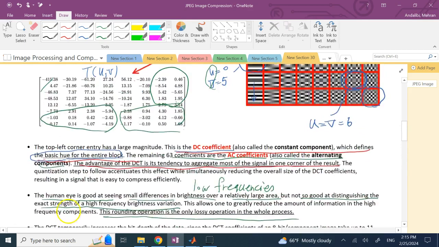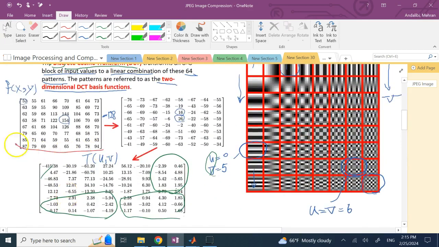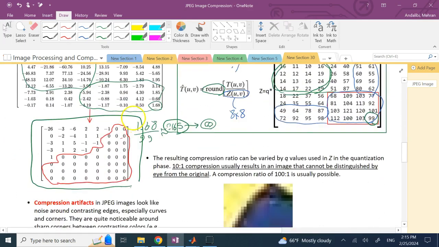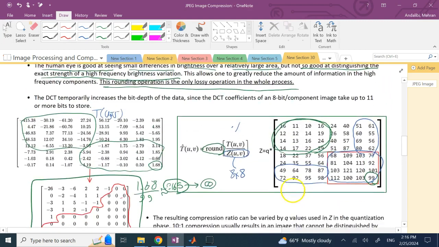Instead of storing this, now you want to store that. And at the same time, getting rid of those are just high frequencies which our eyes might not be able to see well. Now let's talk about this well part of it.